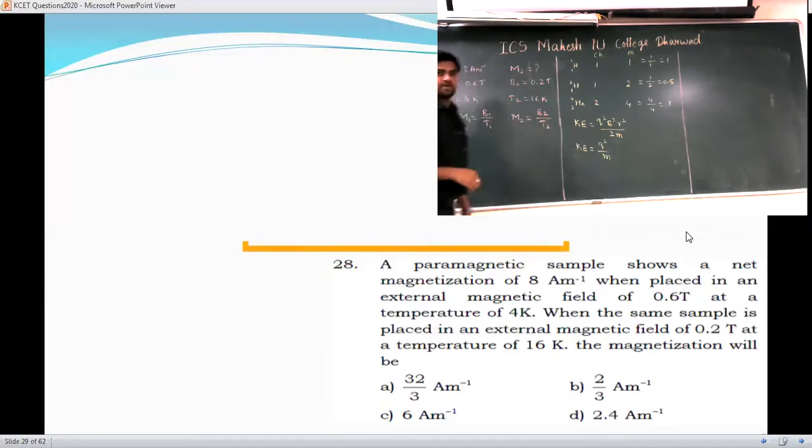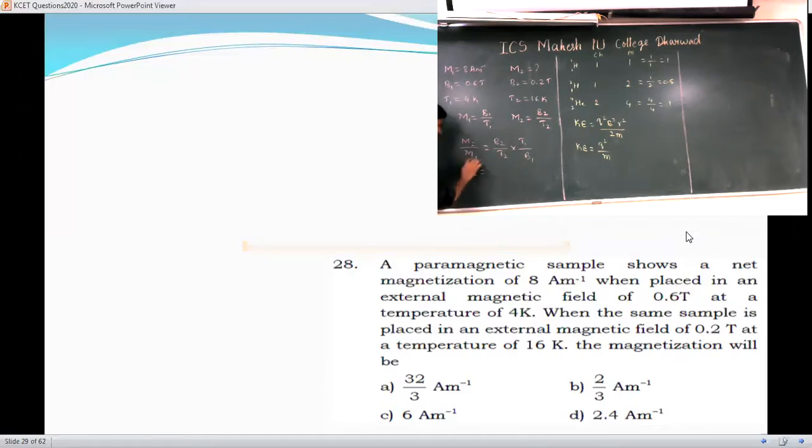What we have to calculate here is M2. So it is M2 by M1. M2 by M1 is equal to B2 by T2 into T1 by B1. And now we need only M2, so I will take M1 to the other side.